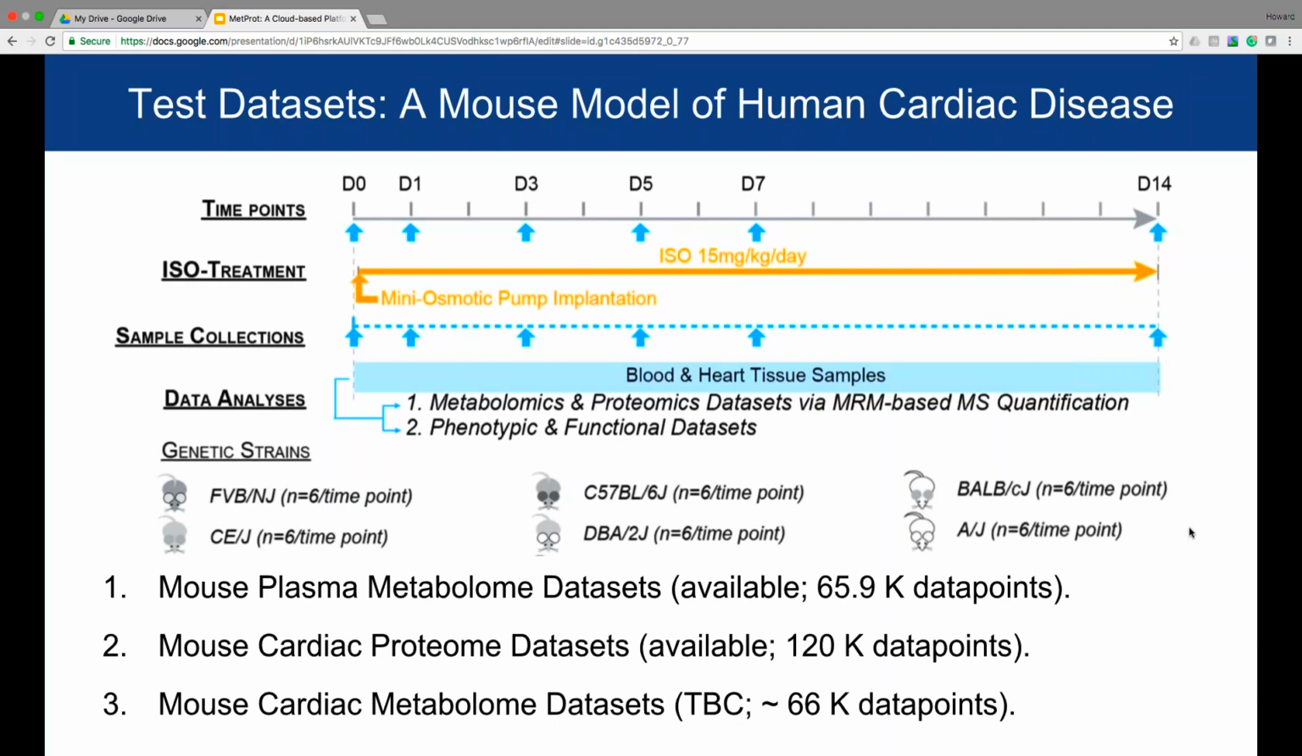Currently, the plasma metabolome and cardiac proteome data sets are available, and we will later collect the mouse cardiac metabolome data sets.